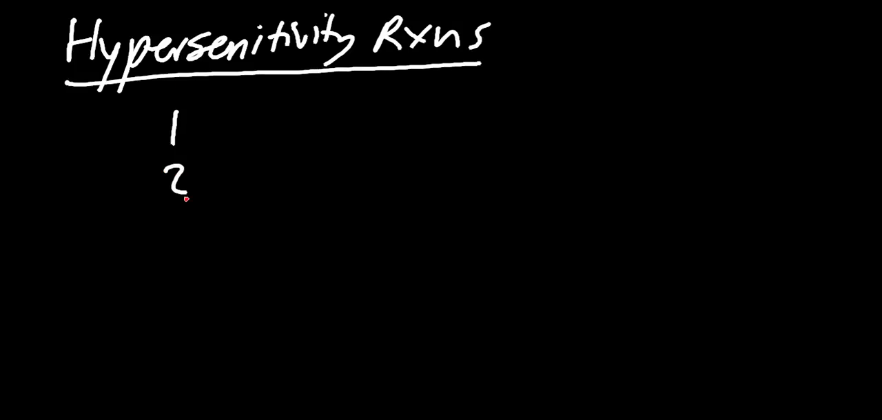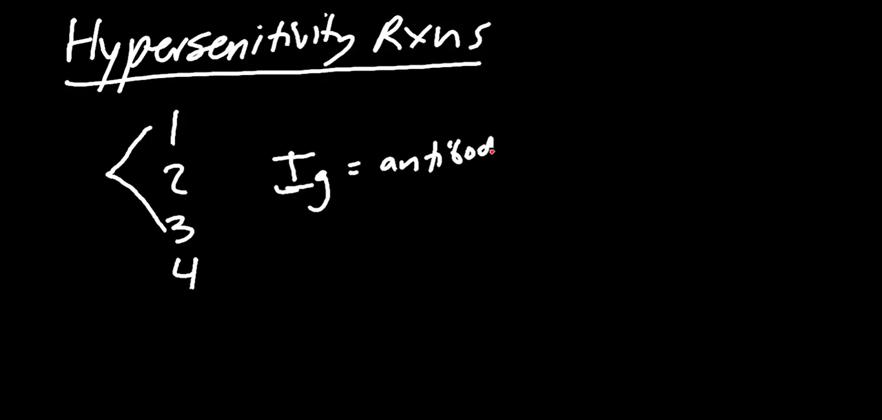So let's talk about hypersensitivity reactions. There's going to be 4 hypersensitivity reactions, so type 1, type 2, type 3, and type 4. Type 1 through 3 all have a commonality, as in they use immunoglobulins, so antibodies. This is going to be an important concept.